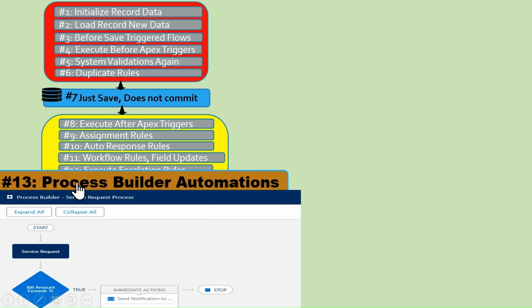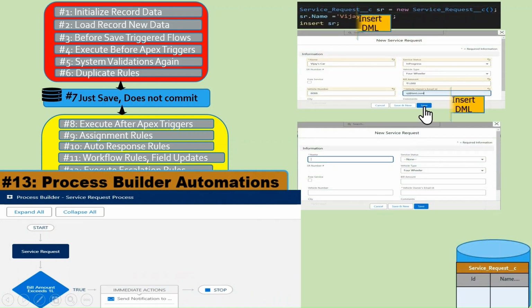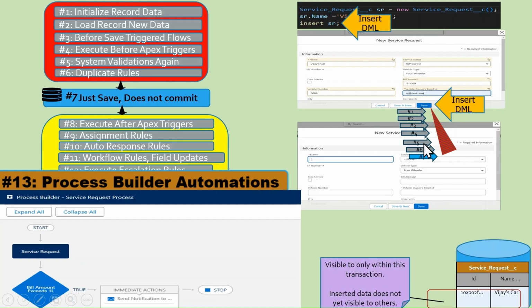Let's see in our case for the insert DML, on click of save, order of execution starts from 1 and continues till 12. Then it moves to step number 13. As part of step number 13, it checks for the process builder. For our service request, we have created one process builder, so it triggers that process builder.